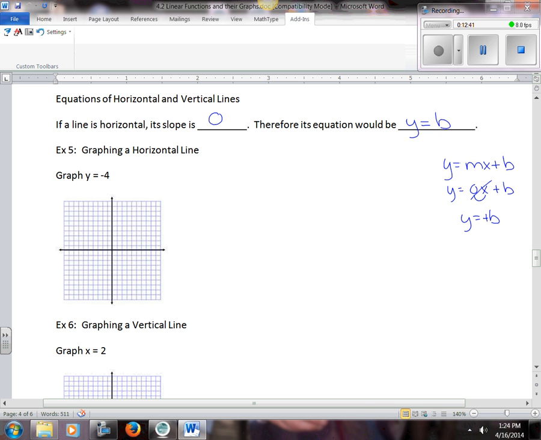So how do we graph a horizontal line? Well, all we have is the y-intercept, right? So it just becomes a horizontal line. So at negative 4, here's negative 4, we get this horizontal line.